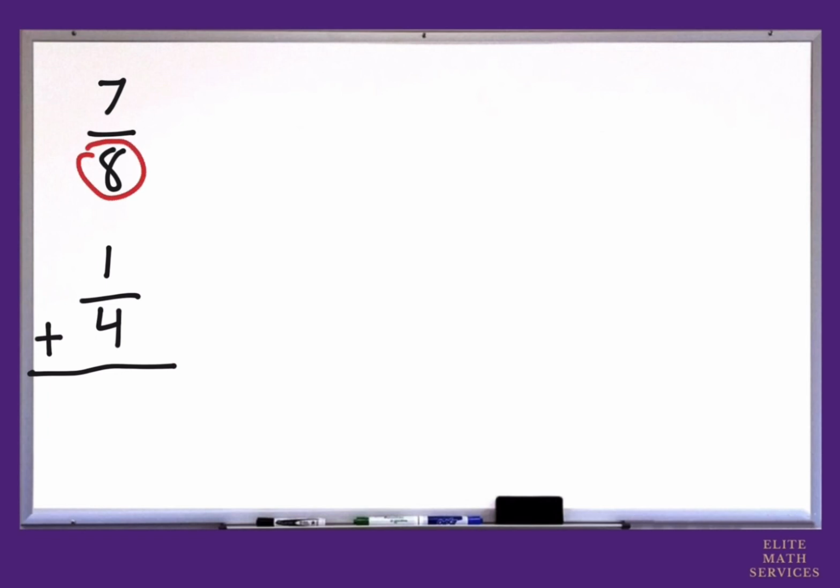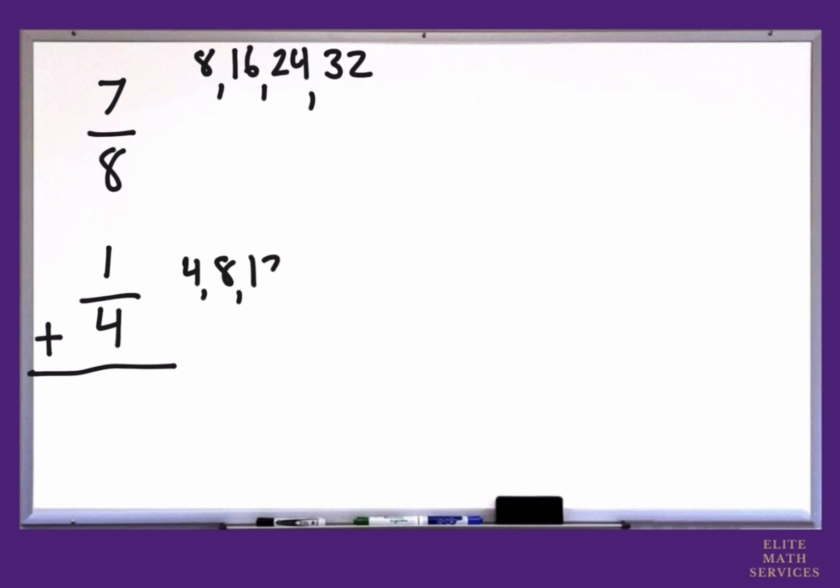So the first thing we must do is write out the multiples for each denominator. So we're going to start out with 8. And our multiples are 8. We'll start out with 8 times 1 is 8, times 2 is 16, times 3 is 24, times 4 is 32. I'm going to stop there. And we're going to do our 4 multiples. 4 times 1 is 4, times 2 is 8, times 3 is 12, times 4 is 16.